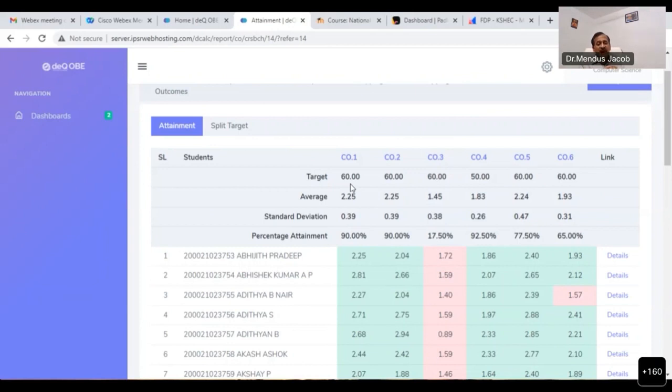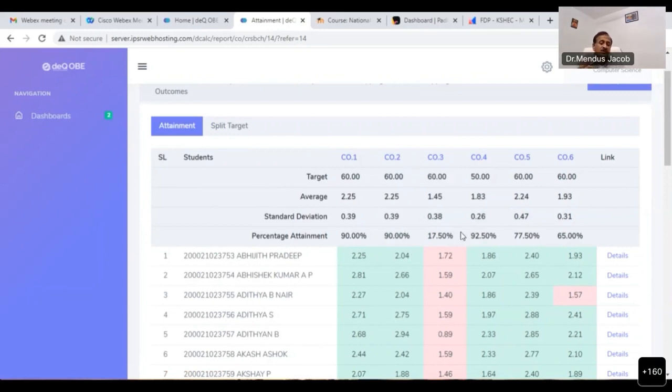Then we can calculate the average of the attainment. That means here the average is 2.25 for CO1, CO2 2.25, and CO3 1.45, etc. And we'll get the standard deviation. So a lot of inference we will get from these values. And finally, the percentage of attainment. See, for example, here 90% of the students in that batch have achieved that 60% target. We have fixed the 60% target. Whereas for CO2, again, 90% of students achieved that target.